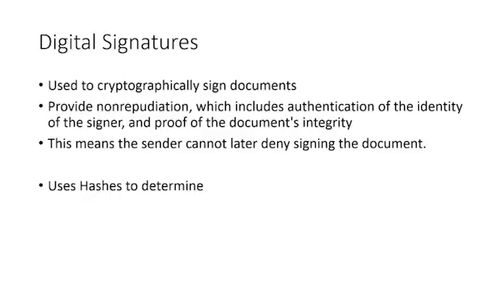So those digital signatures I was alluding to, right? This is used to cryptographically sign documents. We can also sign emails, right? These give us non-repudiation, saying we can't deny that we sent something or can't deny that we did something to that document because it has our digital fingerprint on there now. So digital signatures can include authentication of the identity of the signer and proof of the document's integrity. That means the sender can't later deny signing the document.